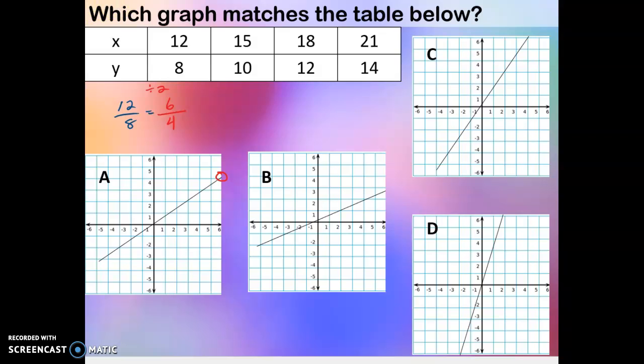6, not on B. On C, it doesn't come over to 6, and D, it does not come over. So A is the only answer that has 6 and 4. If you want to check it further, you could always simplify again. Divide by 2 to get 3, 2, and that would confirm 3, 2 is on there. So A is your answer.